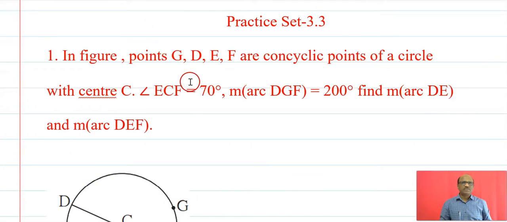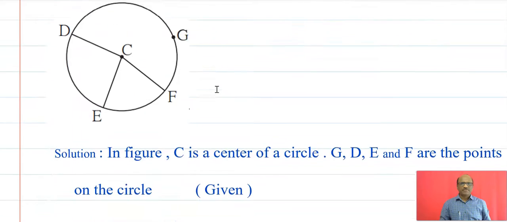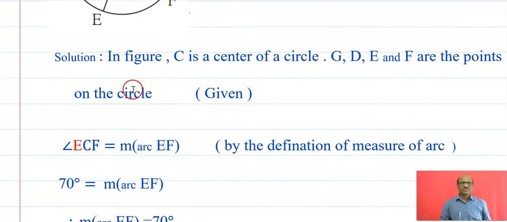In the figure, the points G, D, E, F are concyclic points of a circle with center C. Angle ECF is equal to 70 degrees. Measure of arc DGF is equal to 200 degrees. Find the measure of arc DE and measure of arc DEF.